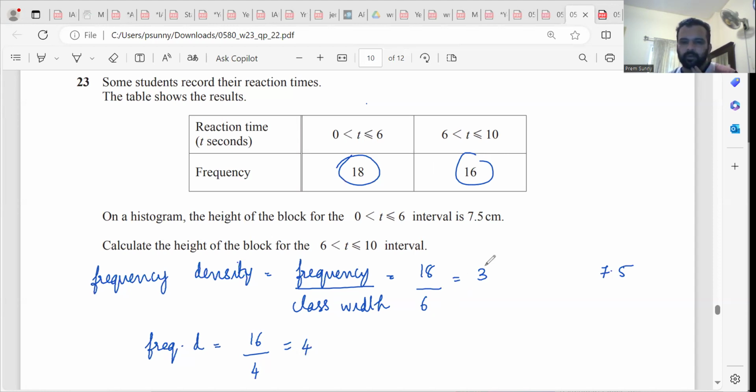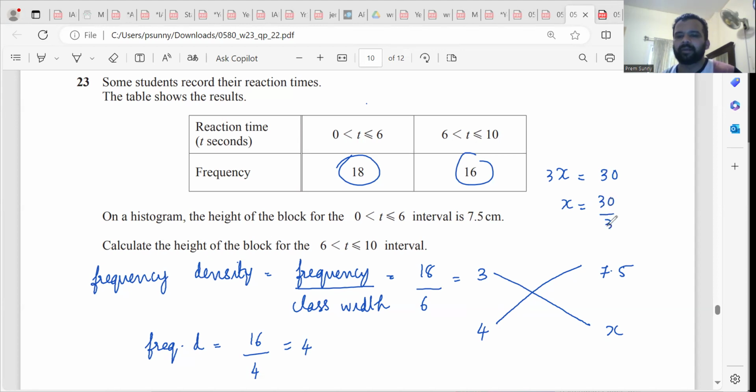So for frequency density 3, it was represented as 7.5 centimeter. So for a frequency density 4, what will be the representation? You cross multiply them. 3 times x is 3x. 7.5 times 4 is 30. So x will be 30 divided by 3, which is 10 centimeter.